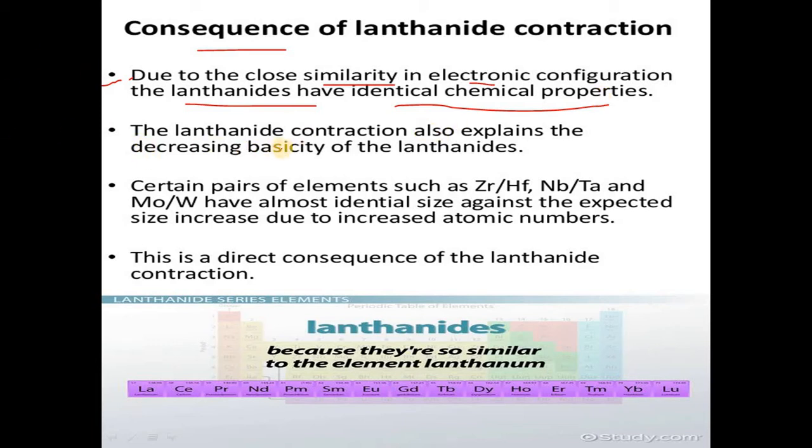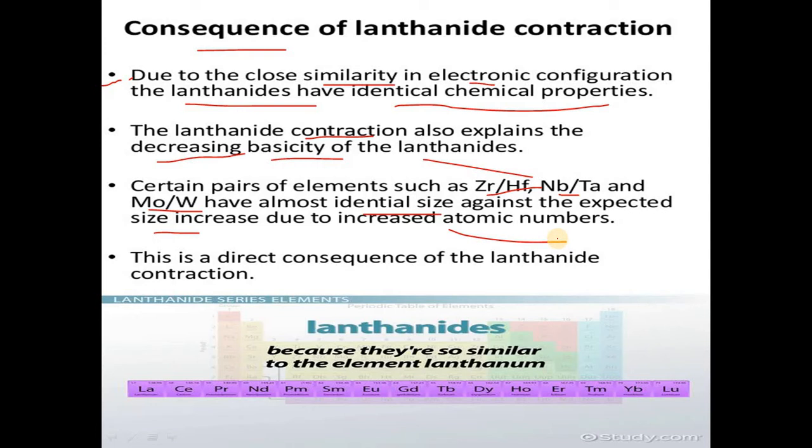Then lanthanide contraction also explains the decreasing basicity of the lanthanides. Then certain pairs of elements such as zirconium and hafnium, niobium and tantalum, and molybdenum and tungsten have almost identical size, against the expected size increase due to increased atomic number.